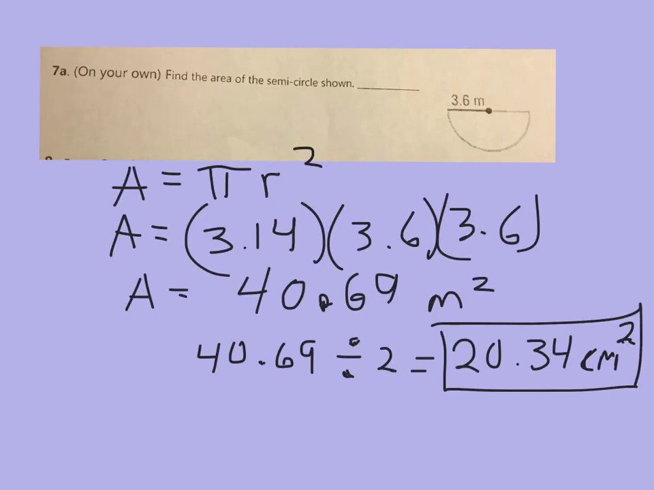Now try number 7A on your own. All right, so hopefully you filled in the area formula using this radius and found the area of the whole circle first, which was 40.69 meters squared. Then, since it's a semicircle, divided it in half and got 20.34 centimeters squared.